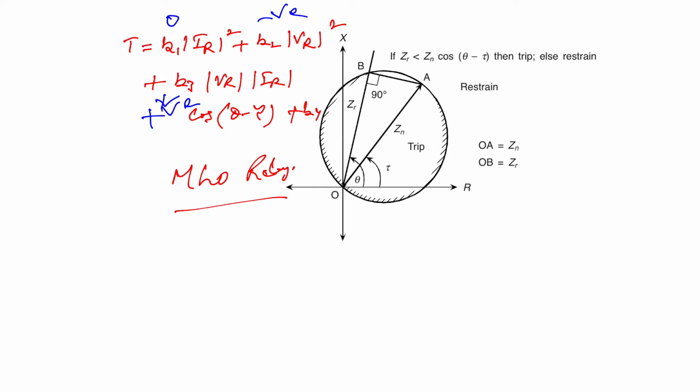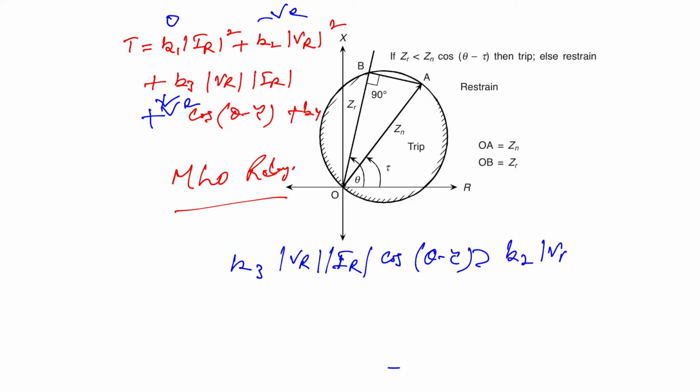So the following trip law can be obtained in that very case. That is what we are getting: K3 VR, then we will have IR cos of theta minus tau is greater than K2 VR square. So the relay can thus be described as a directional relay with the voltage restrained, because in that very case the voltage in this K2 is negative.